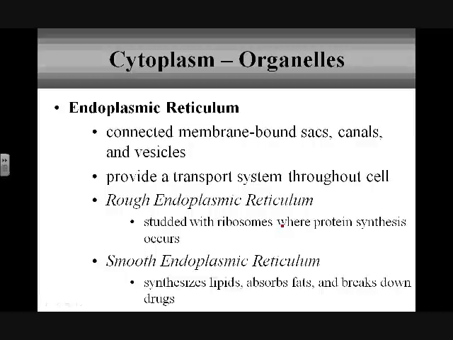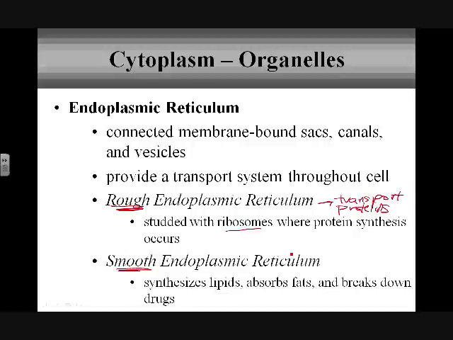The endoplasmic reticula are these membrane-bound sacs and canals and vesicles, kind of a crazy network transport system. We have the rough endoplasmic reticulum and the smooth endoplasmic reticulum, and we should know that rough has ribosomes. The rough endoplasmic reticulum is studded with ribosomes, and those ribosomes are where that protein synthesis is going to occur. And rough endoplasmic reticulum really can be used for transporting proteins. Those proteins made by the ribosomes on the rough endoplasmic reticulum are going to be transported by the rough endoplasmic reticulum.